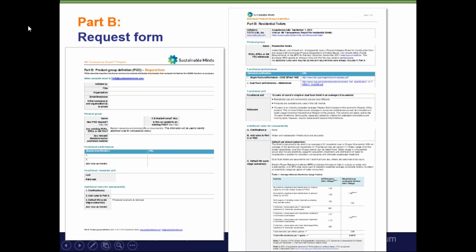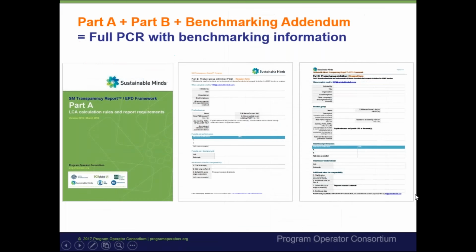So there's a very simple Part B creation form that the PCR groups use so that all the things that need to be considered get talked about, and then it's compiled into only a couple pages of requirements. You can see a filled out one on the right. And then that partners with Part A to make a full PCR, plus when you add the benchmarking addendum, which I'll talk about later, you have a full PCR with benchmarking information.